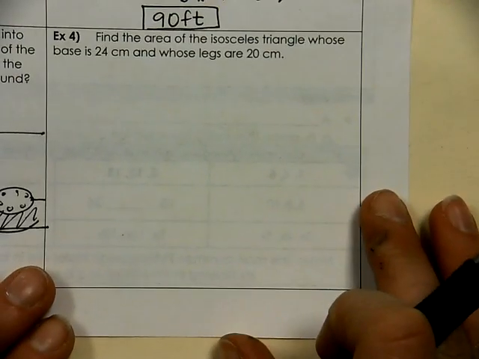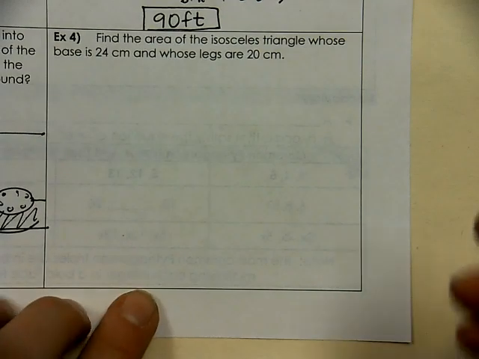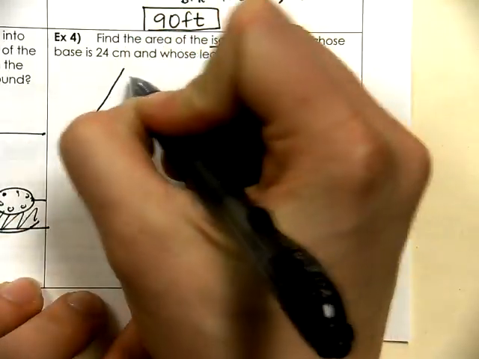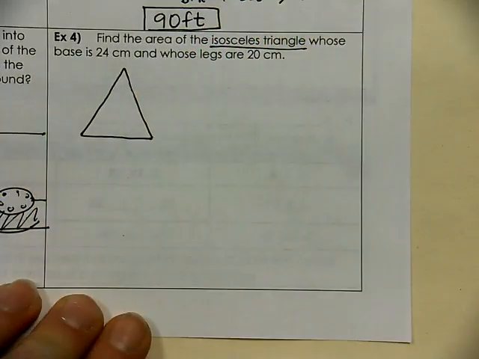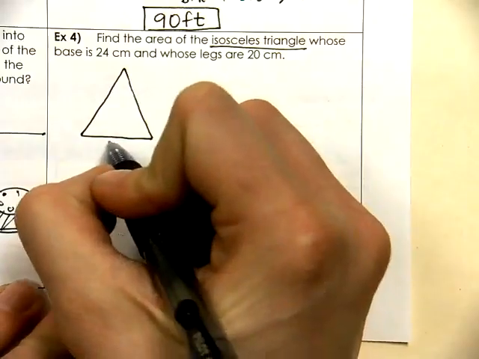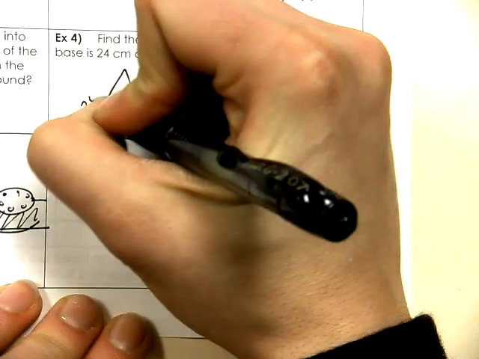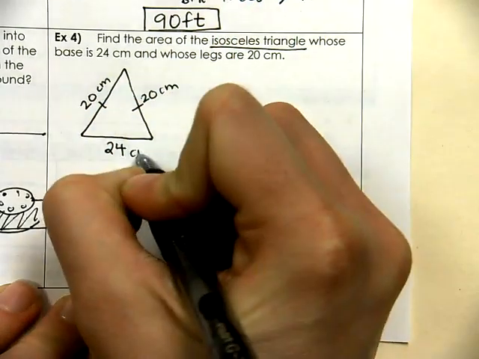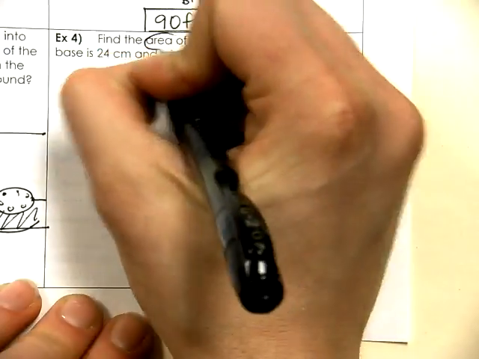For the next one, find the area of the isosceles triangle whose base is 24 centimeters and whose legs are, okay, isosceles triangle. I see that. I'm going to draw an isosceles triangle. Now I know an isosceles triangle has at least 2 congruent sides. The base is 24 and the legs are 20 centimeters. Alright, and it wants me to find the area. So that's what I'm trying to find.